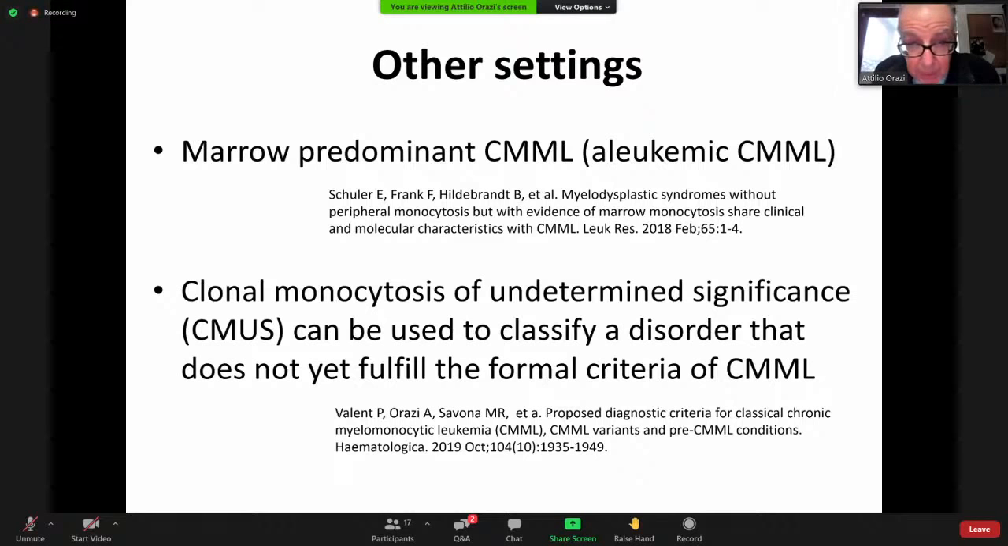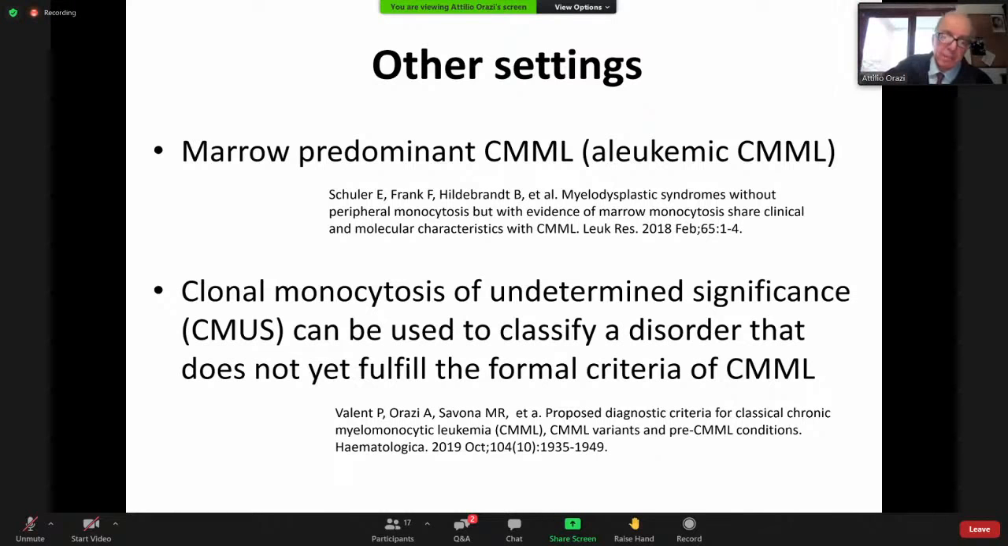It's very rare. This is a situation in which you would greatly benefit by doing CD14 staining of the bone marrow to show that bone marrow is packed with monocytes and that you don't have the monocytes in the peripheral blood. And then Peter Valent proposed this term, clonal monocytosis of undetermined significance, similar to what we do with MDS, for patients who have monocytosis, but they do not fulfill the criteria for either CMML or oligomonocytic CMML.